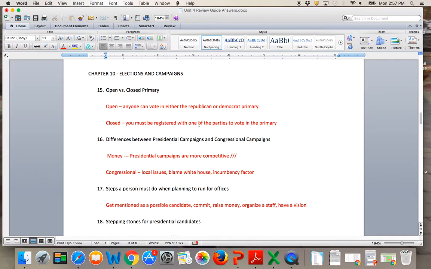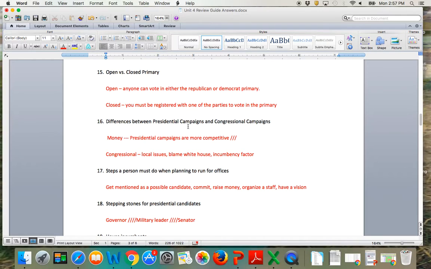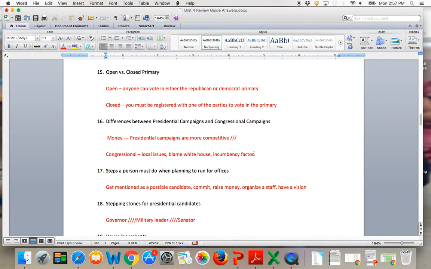I talked about open and closed primary already. Anyone can vote in either Republican or Democrat primary in an open primary. You just have to choose which ticket. Closed, you must be registered with one of those parties. Presidential campaigns, always more competitive, more hype, more money. Congressional campaigns talk about local issues. They always blame the White House on that incumbency factor. A lot of incumbents usually just win re-election.